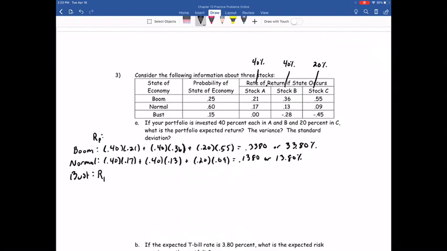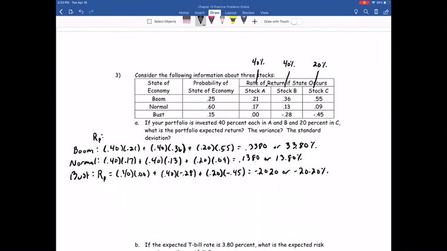With the bust economy, the return of the portfolio, hopefully you're understanding that the weights are not changing. This weight stock A would actually provide a 0% return in the event of a bust economy. Stock B will generate a negative 28% return, and then stock C and its 20% weight would generate a negative 45% return, and you get negative 0.2020 or a negative 20.20%.